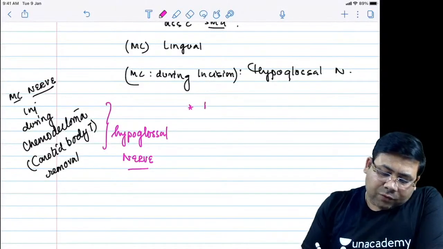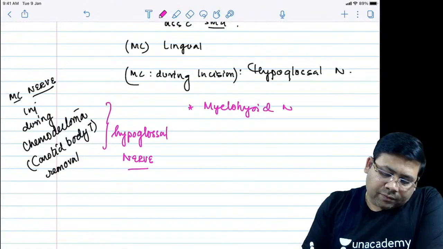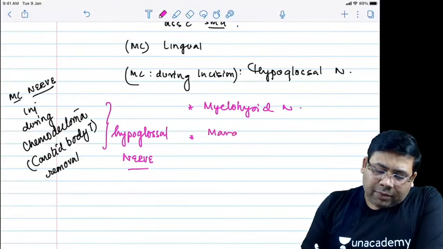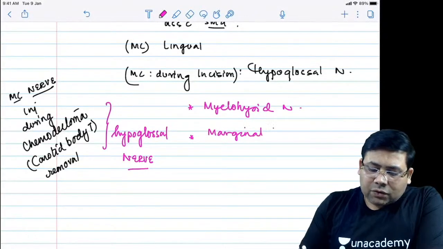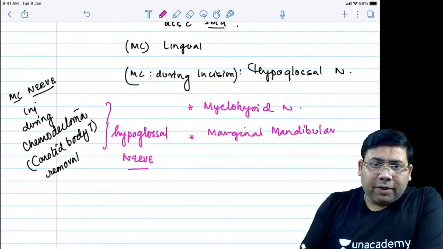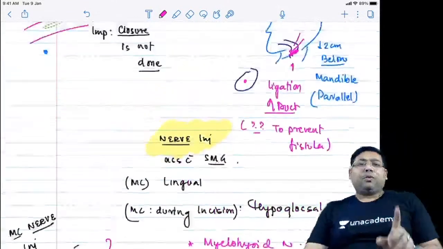What else? Nerve to mylohyoid. What else? It is the marginal mandibular branch of the facial nerve. So the marginal mandibular nerve. So these are some important things that we should be knowing.